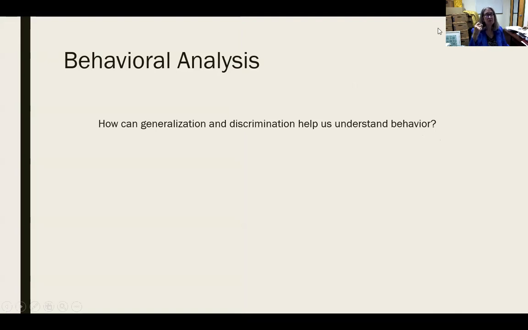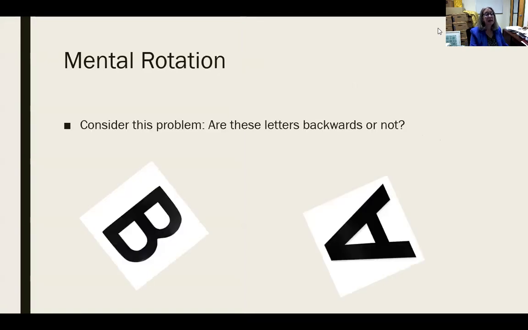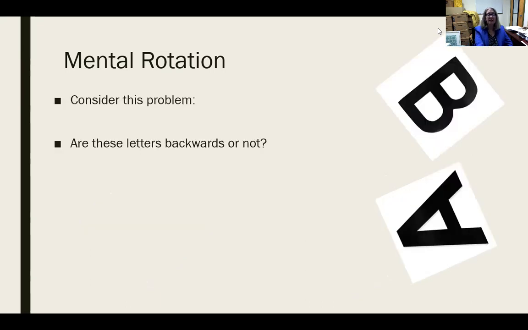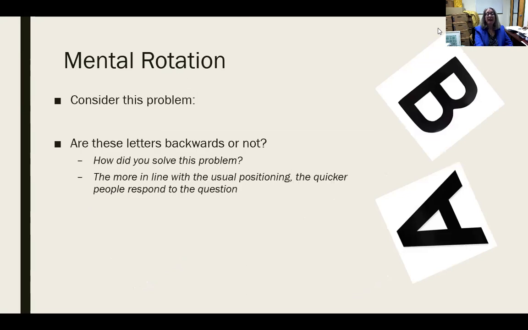Now, how can we use all of this? How can generalization and discrimination help us understand behavior? Well, trying to understand this is behavior analysis. So let's look at this problem. This is one of the things your book talks about, a mental rotation. If I ask you, are these letters backwards or not, you're probably going to mentally rotate these letters, and then you're going to let me know if they're backwards or not. How did you solve this problem? The more in line with usual positioning, the quicker people tend to respond to the question. So it appears that in our mind, we rotate it and then we decide what's going on.